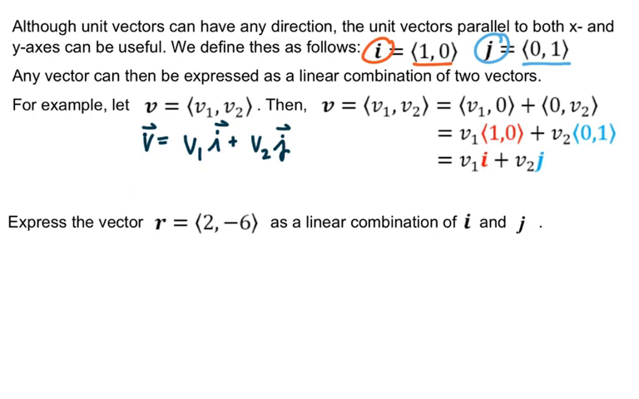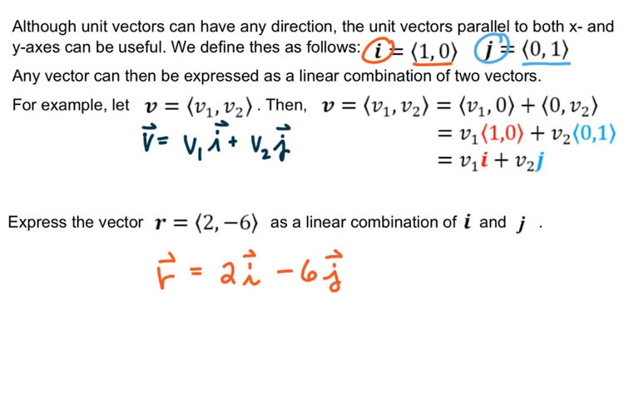So for example, if we were given this vector 2, -6, we might be asked to write it as a linear combination of i and j. All that would mean would be take vector r and rewrite it as 2i, 2 horizontal units, minus 6j.